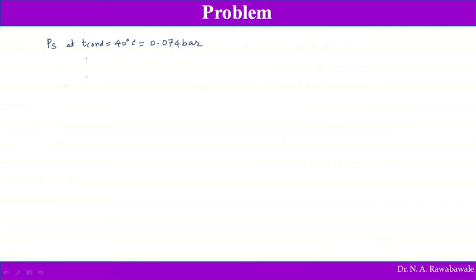Then the specific volume of steam Vg, the specific volume of dry saturated steam at 0.074 bar or 40 degrees Celsius, Vg is equal to 19.55 meter cube per kg. So this is taken from the steam table.